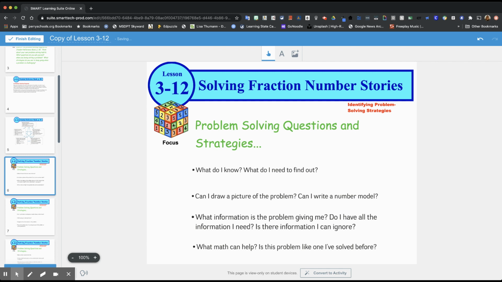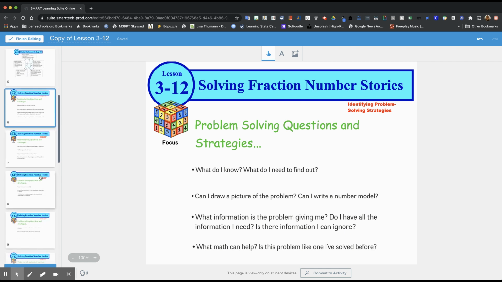So some questions and strategies that you might ask yourself are, what do I know? What do I need to find out? Can I draw a picture of the problem? Can I write a number model? What information is the problem giving me? Do I have all the information I need? Or do I need to find more information? Or is there information that I can ignore? Are they giving me more information than is needed for that problem? What math can help you? Is there a problem like this one that you've solved before?